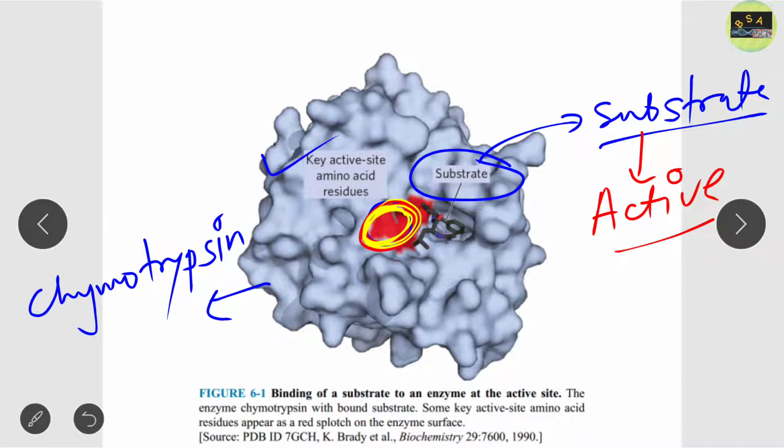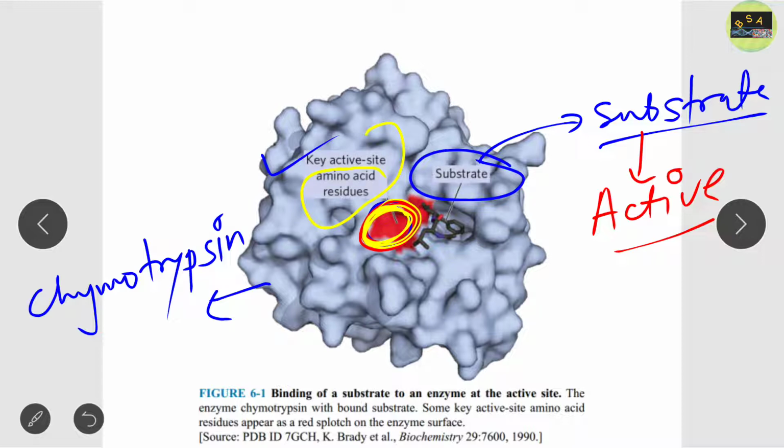This is substrate specific. Only a specific type of substrate can bind to the specific type of active site of an enzyme. Now a question arises: why does a specific type of substrate bind to a specific type of enzyme? The answer is that it is due to the arrangement of atoms in the active site. Here you can see the amino acid residues.